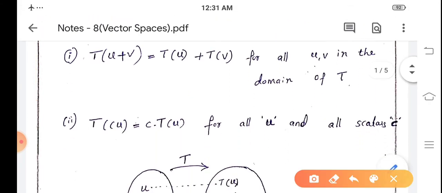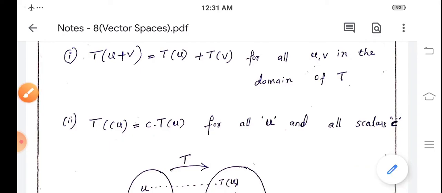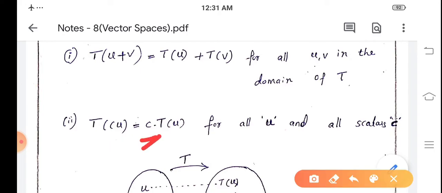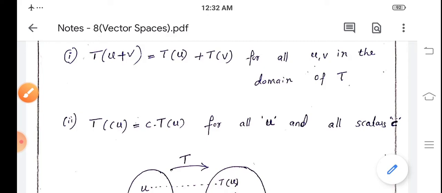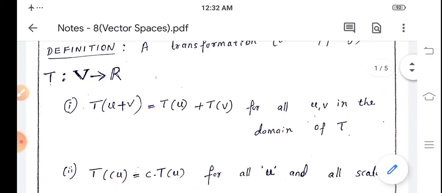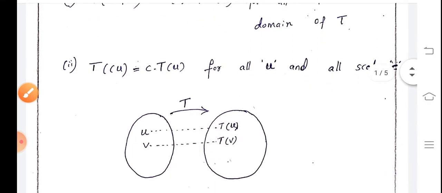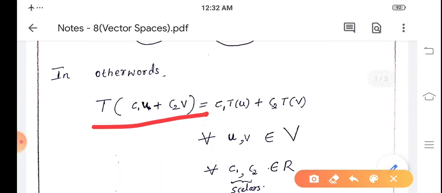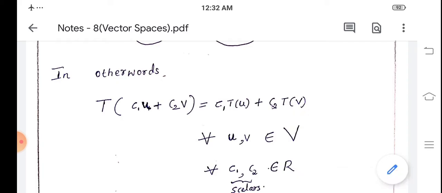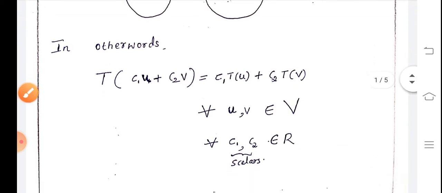And second condition, T of C into U equal to C into T of U for all U and for all scalars C. If these two conditions are satisfied, then we say that T is a linear transformation, or in other words, T of C1U plus C2V equal to C1 into T of U plus C2 into T of V for all U, V belongs to V and C1, C2 belongs to R. Then we say that T is a linear transformation.